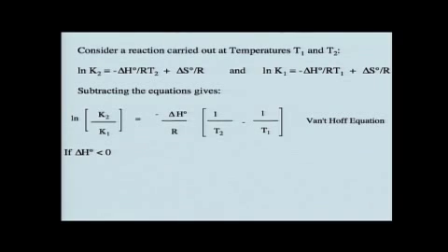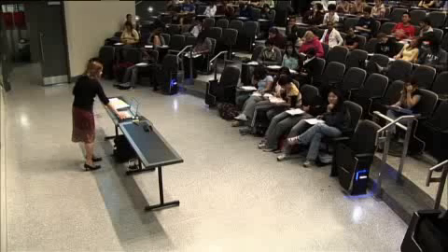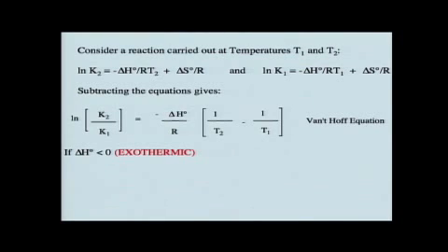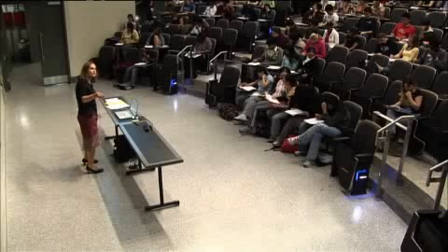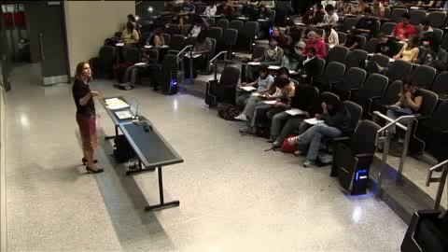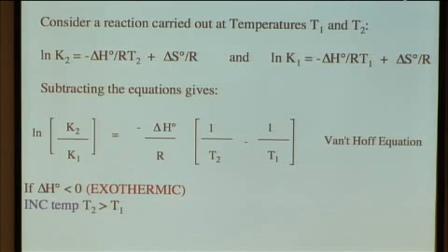Let's think first about a case where this delta H naught is less than 0. What type of reaction is that? Exothermic. All right, so now let's consider a case for this exothermic reaction where we're going to increase the temperature. And so that means that T2 will be greater than T1. We've increased the temperature. So now let's think about what sign the natural log of K2 over K1 will have if these things are true.